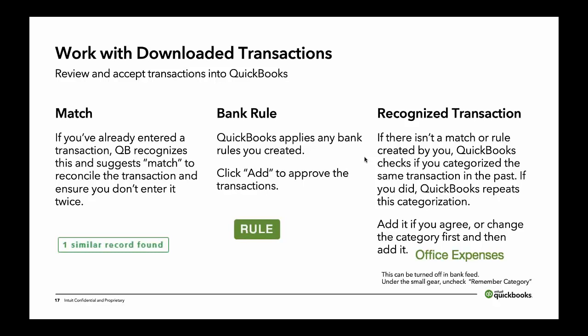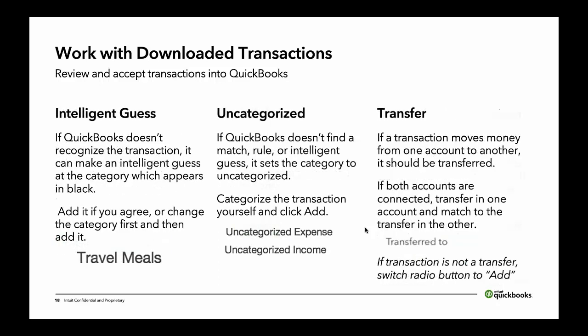So if I told QuickBooks that Office Depot was office expenses, it's going to remember that the next time that Office Depot expense shows up on the bank feed. So those show up as green as recognized transactions. Now that's actually a setting that you can turn off if you want to. If you don't want QBO to keep remembering how transactions are categorized, you can turn that off going forward now. There's a spot under the small gear. We'll look at that when we get into the product.